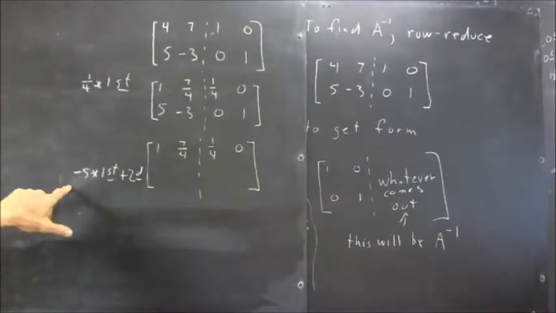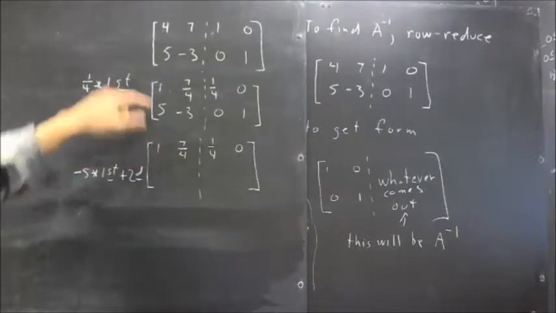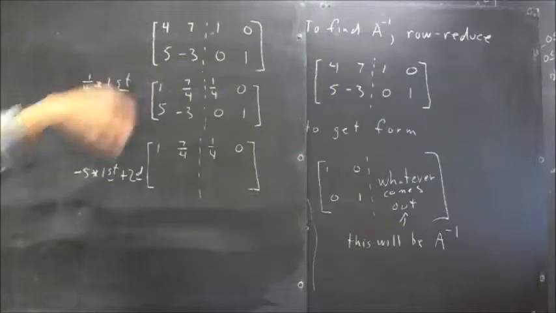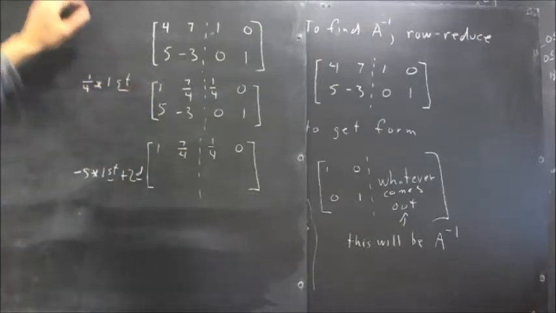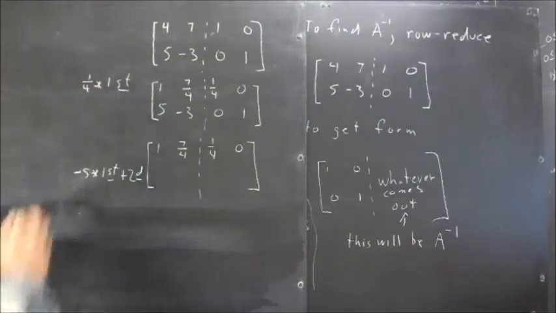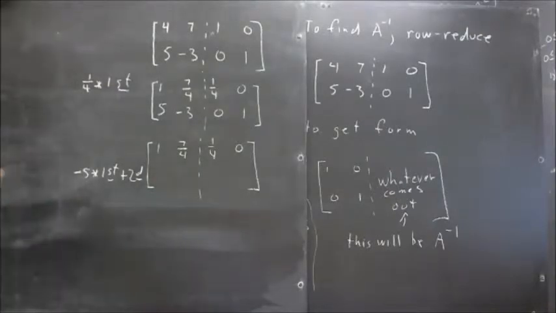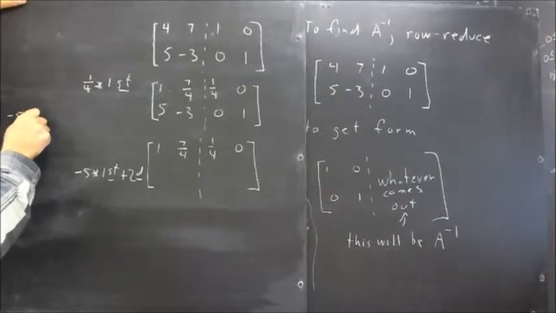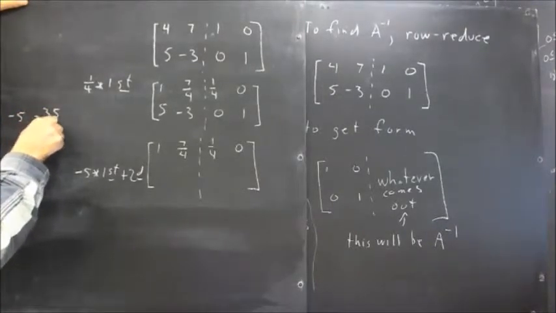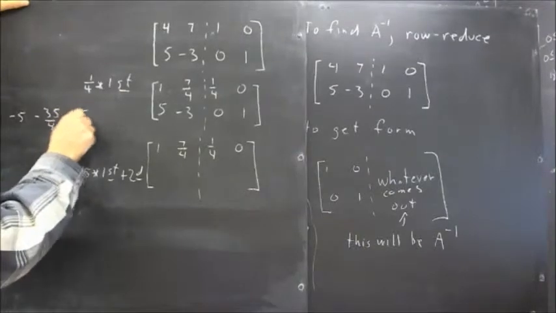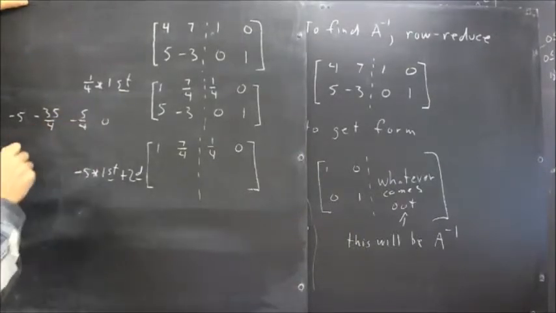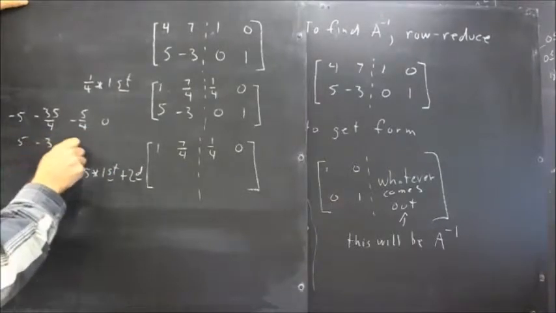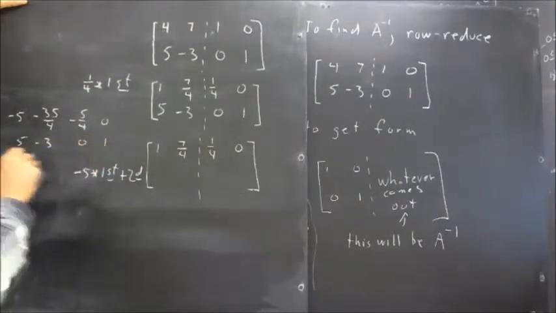I'm saying -5 times the first row added to the second. We're going to match up the -5s here. So -5 times the first row is going to give us a -5 here. And maybe we go over to the side and do this. Okay, -5 times the first is going to be -5, -35/4, -5/4, 0, and the second is 5, -3, 0, 1.